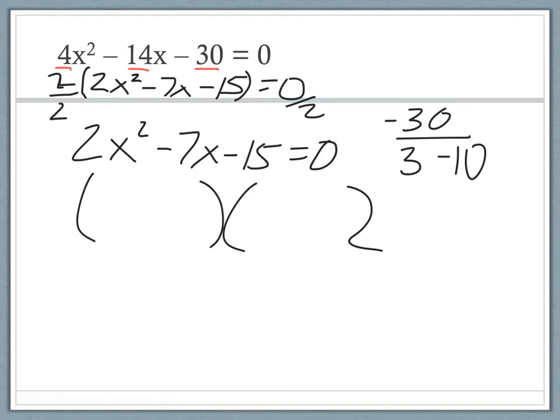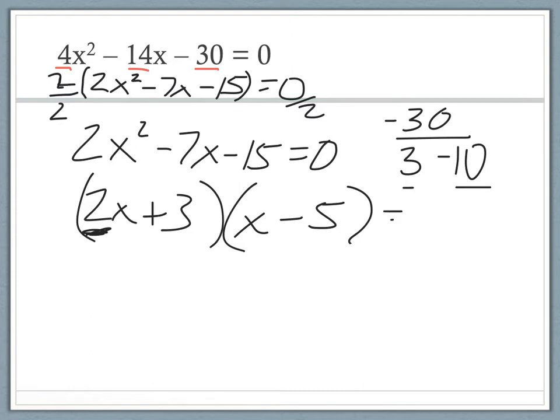Put a little bit of x right there. So I have 2x and x. Now I have to use this 2 to make either 3 or 10. 2 goes into 10 5 times. I'm going to add 3 there.